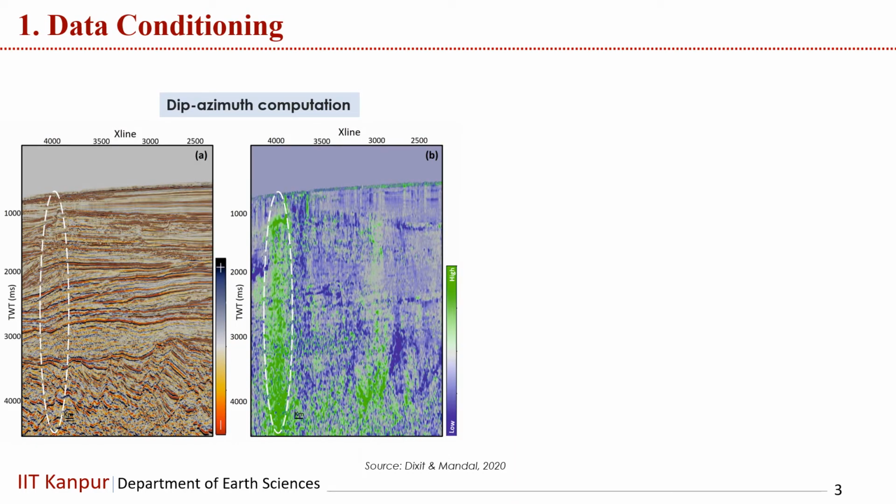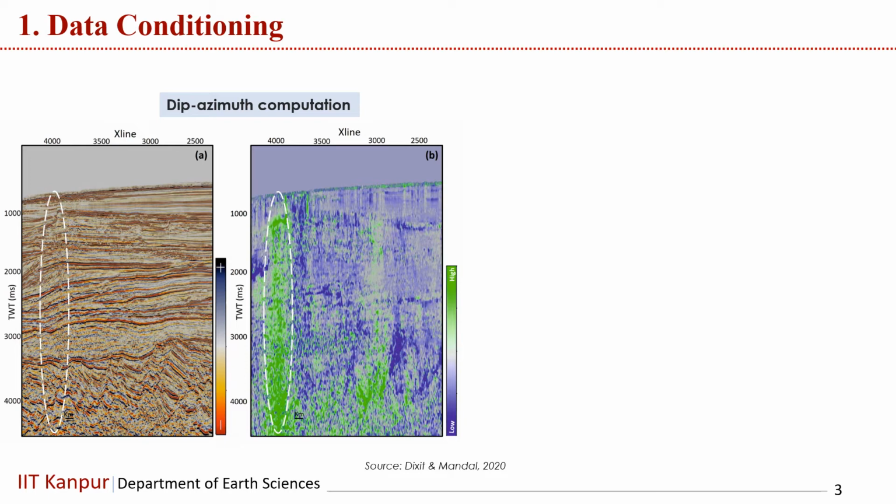So in the first part, data conditioning, we applied dip azimuth computations. What dip azimuth does is highlight the local dip or azimuth variability. And here for this specific channel, you can see the high dip values, which indicate that the reflectors are not continuous in this whole region.